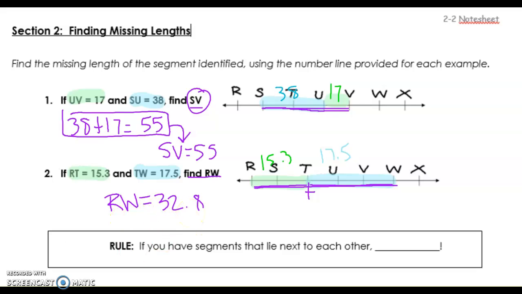All right, so taking a look at a rule. Both these examples, we had segments or color blocks. Since I highlighted, you can kind of see the blue and the green segments were next to each other, right? So what operation do you use when segments are next to each other? You're going to add. This will always be the case because you're putting together two smaller parts. We're adding them to find the distance of the largest.